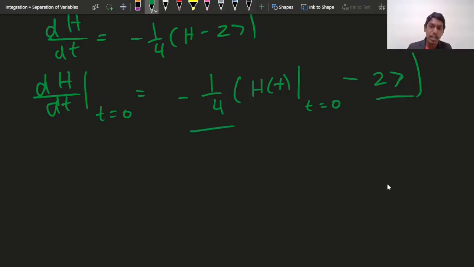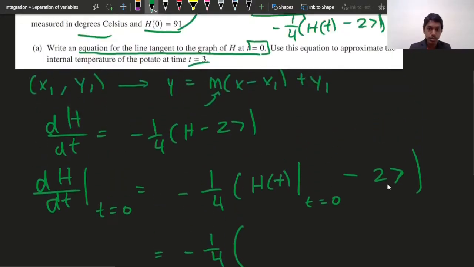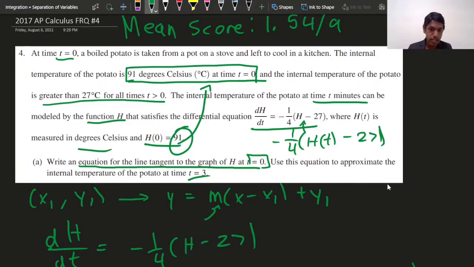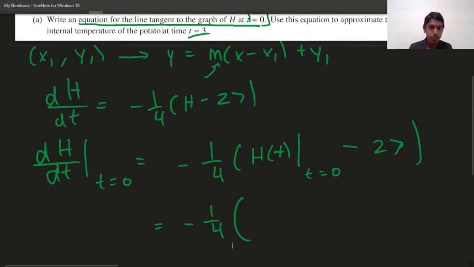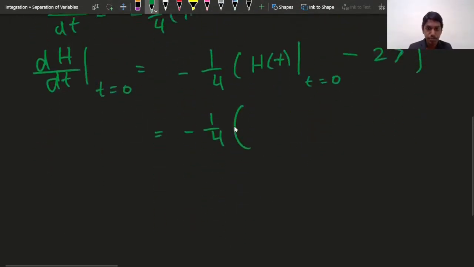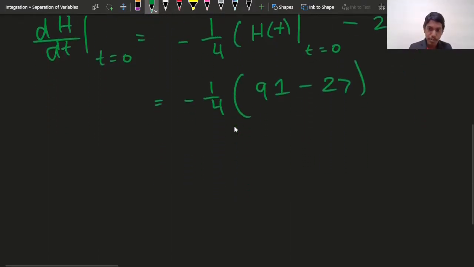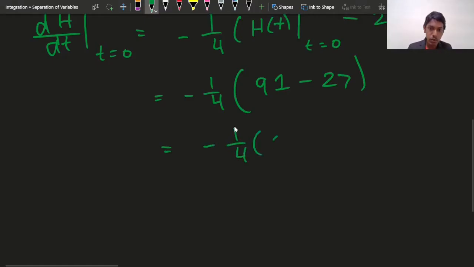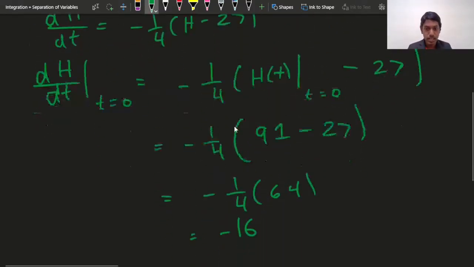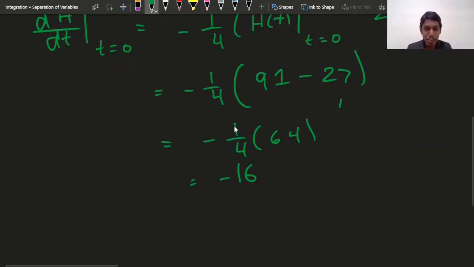Right? Everything is a constant except for h. So h is the only thing that we have to actually evaluate. Now, what is h prime of t at t equals 0? Well, we know what that is. That's 91. So let's substitute that in right there. Okay, do a little bit of mental math. That should be 64, and you'll get minus 16. Now, this is not the answer, right? We got a number that is not the answer.